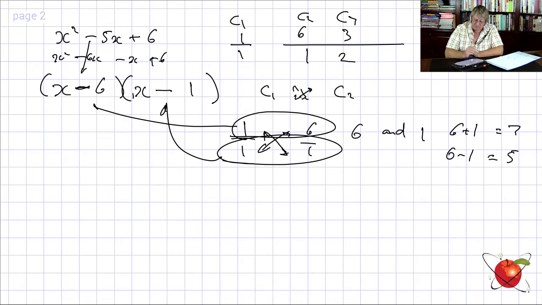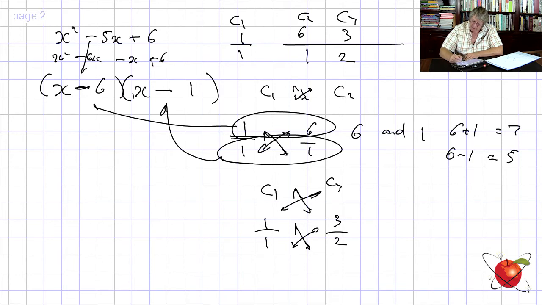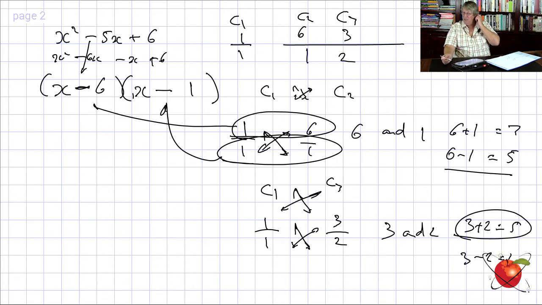Can you see there? I've got minus 7x. That's a bit of a problem. So now I take column 1 and I cross multiply that with column 3, which is a 1 and a 1, cross multiplied with column 3, a 3 and a 2, which gives me 3 plus 2 is 5, 3 minus 2 is equal to 1. There's another. Can you see? It's a repeated. So I've got another option.